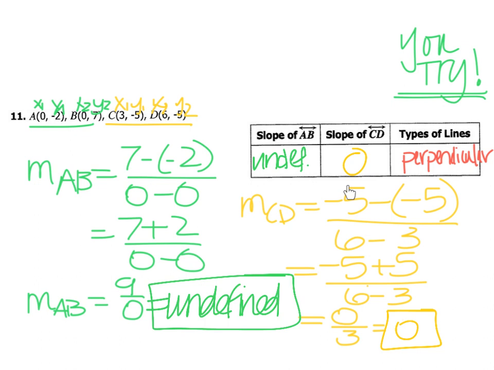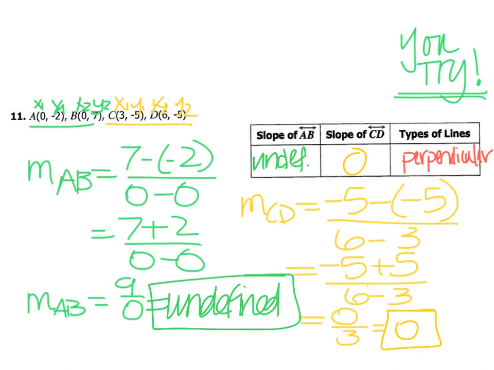Slope of CD, we want to do y2 minus y1 over x2 minus x1. 0 is on top. It's okay if 0 is our numerator. When we plug that into a calculator, 0 divided by anything is always 0. Slope of CD is 0. Undefined and 0 are negative reciprocals, and therefore, if the slopes are negative reciprocals, the lines are perpendicular.